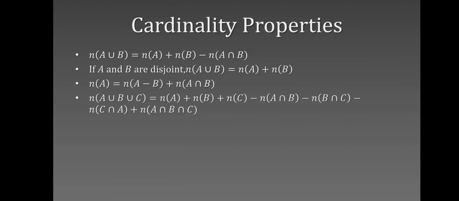And finally, if there are 3 sets, then number of elements in A union B union C is equals to number of elements in A plus B plus C, then minus A intersection B minus B intersection C minus C intersection A plus A intersection B intersection C. Now let us prove this, how it happens. Let us prove this, then we will be able to have a clear picture of this. So let us take the first one.